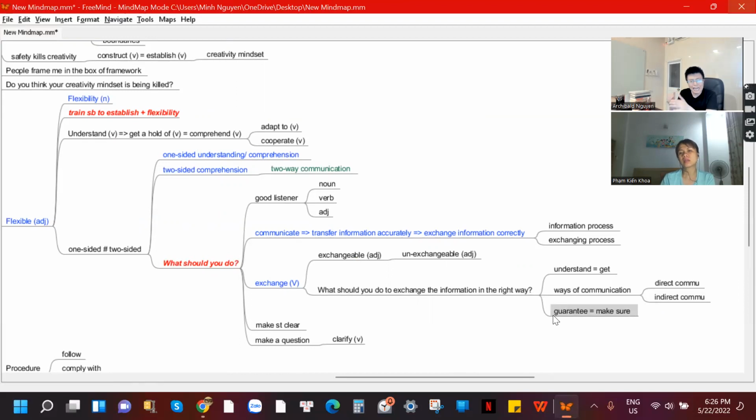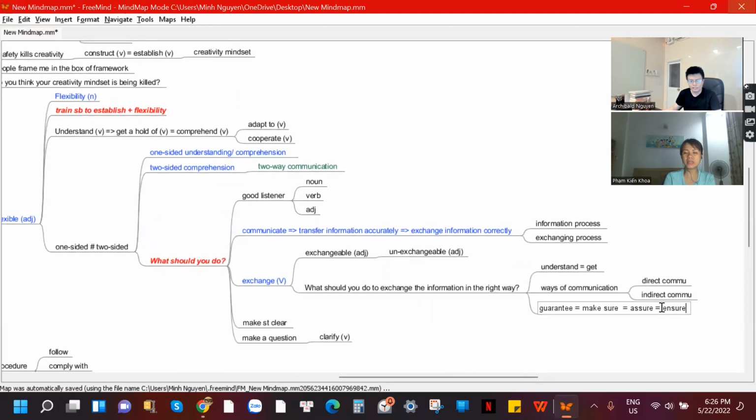Next, instead of using the word make sure, you can use the words guarantee, assure, or ensure. Guarantee. And in Vietnam, we have a brand of milk which is very famous and popular, Ensure. I used to drink a lot. Yes, very good, Miss An.